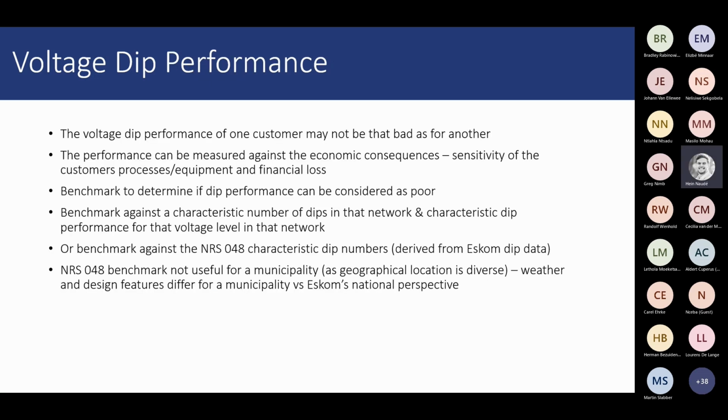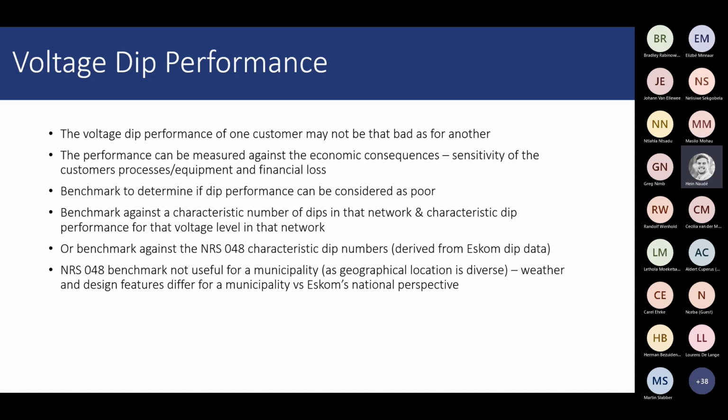So as I said earlier, voltage dip performance of one customer may not be as bad as for another. The performance can be measured against economic consequences. So this is the sensitivity of a customer's processes and equipment, and then the financial loss because of that sensitivity. So it becomes important to benchmark to determine if the dip performance is poor. Now, benchmark against characteristic numbers of dips in that network. Or you can compare that with the NRS 048 characteristic dip numbers. But this is derived normally from Eskom data. So it's a national perspective.